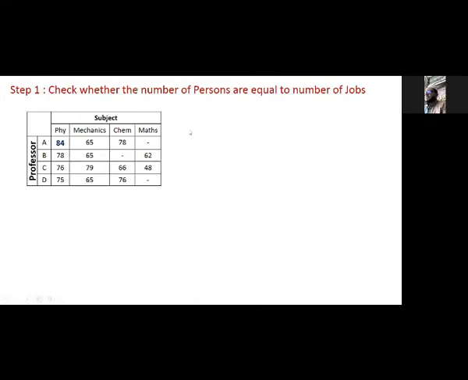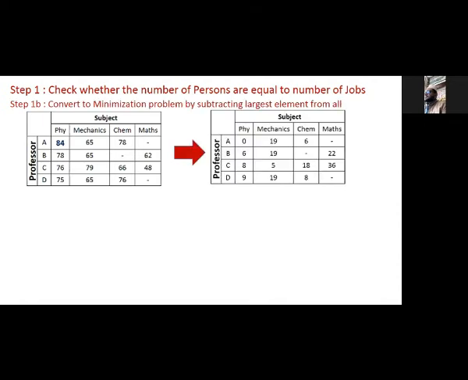To convert it into a minimization matrix, what do we need to do? We need to select the maximum element from the matrix and subtract it from all the elements of the matrix. You can see in this case 84 is maximum, so I will subtract 84 from all the elements of the matrix. By doing this, I convert the maximization problem into a minimization problem. And wherever there is a dash, that means no assignment can be done, hence no operation should be performed at that place. After doing this, I will get this matrix.